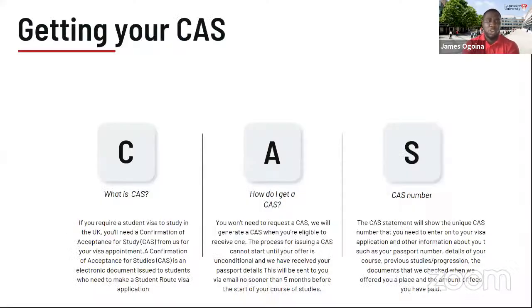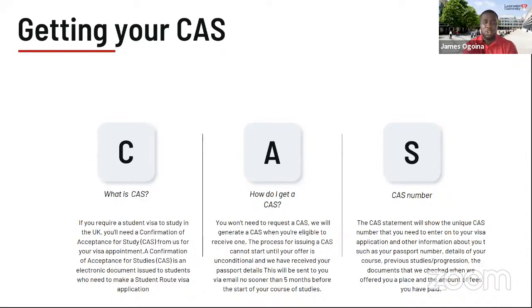So CAS and visa enrollment. There's a document called CAS. It's called Confirmation of Acceptance for Study. It is given to offer holders when your offer is unconditional. So you use this document to apply for your visa. Once you have fulfilled all the conditions in your offer, the visa team will then issue you this document. It's a unique document that has a special number.